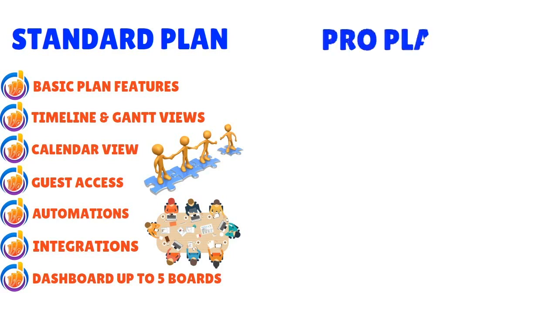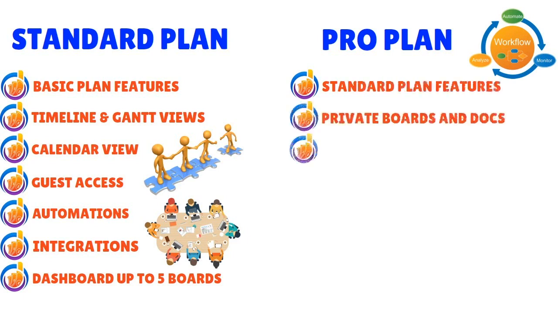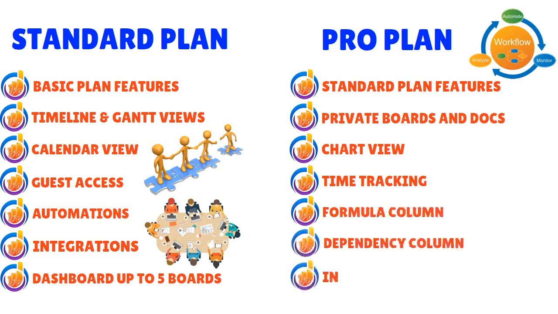Then you have the pro plan. The pro plan is kind of cool because it really goes a little above the standard plan. This plan will help you streamline and execute your team's complex workflows. It has features such as standard plan features, private boards and docs, chart view, time tracking, formula column, dependency column, integrations, and automation. So this is really good. When we're talking about automation, we're speaking about 25,000 actions per month. For integration, we also talk about 25,000 actions per month.